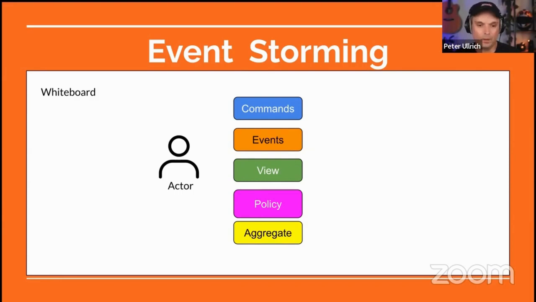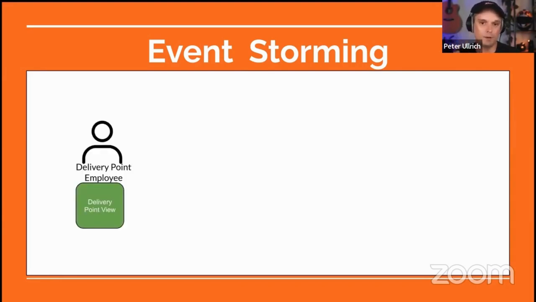These are your tools. And now what you do is you start at the beginning of your use case and you identify the actor. In our case, that's a delivery point employee. Our use case is a customer delivers a shipment to the delivery point. The delivery point employee accepts the shipment and says, all right, we got your shipment. Now we will handle the rest. That's our use case. And our use case starts at the point where the delivery point employee goes to the view on their computer and says that a shipment was received. They got the shipment from the customer.